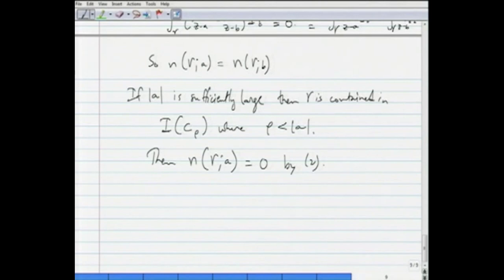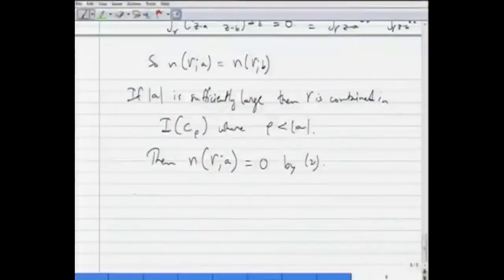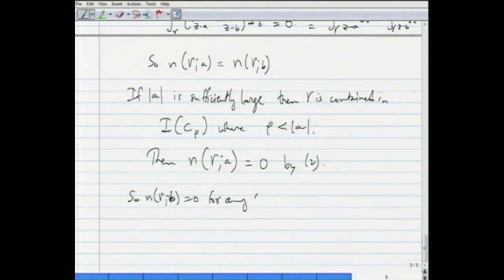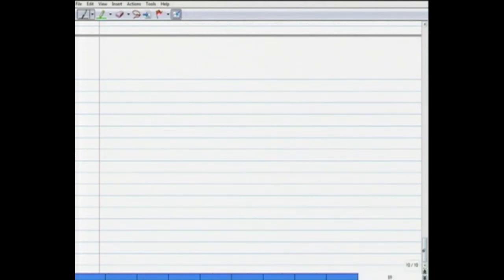And since we just proved that the function n of gamma x is constant on components of C minus gamma star, the value of n gamma A for any point A in the unbounded component has to be 0. So n gamma B is 0 for any B belonging to the unbounded component of C minus gamma star. All right. So, that is the property, the properties of this index.